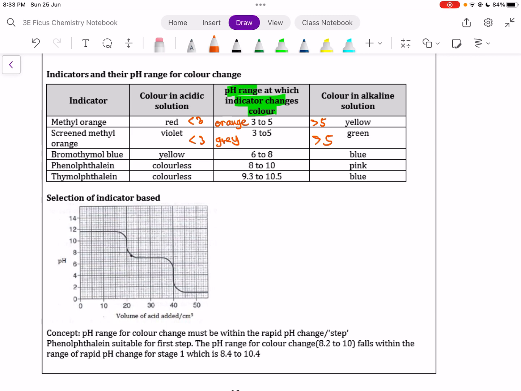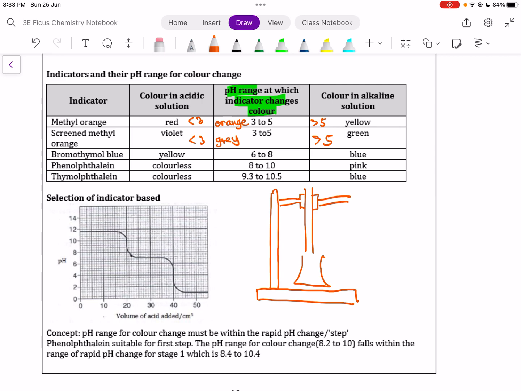Before that, let me recap what a titration setup is. Normally you have a retort stand, something like this, just on a diagram to show you. Then you put a conical flask, clamped onto your burette. This one is your burette. Inside, usually one is acid and one is alkaline. If acid is in the burette, then I'll usually put alkaline in the conical flask.